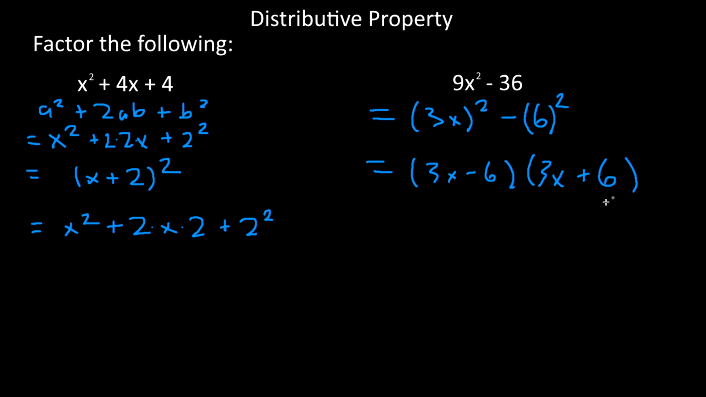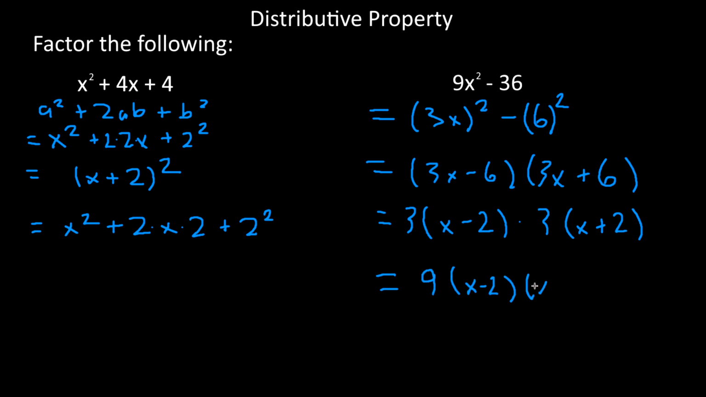As we can see, here we have a common factor of 3, so we can just factor that out. 3 times x minus 2, and here we also have another common factor of 3. So let's just factor that out, 3x plus 2, and we can multiply the 3's together, so this becomes 9 times x minus 2, x plus 2.